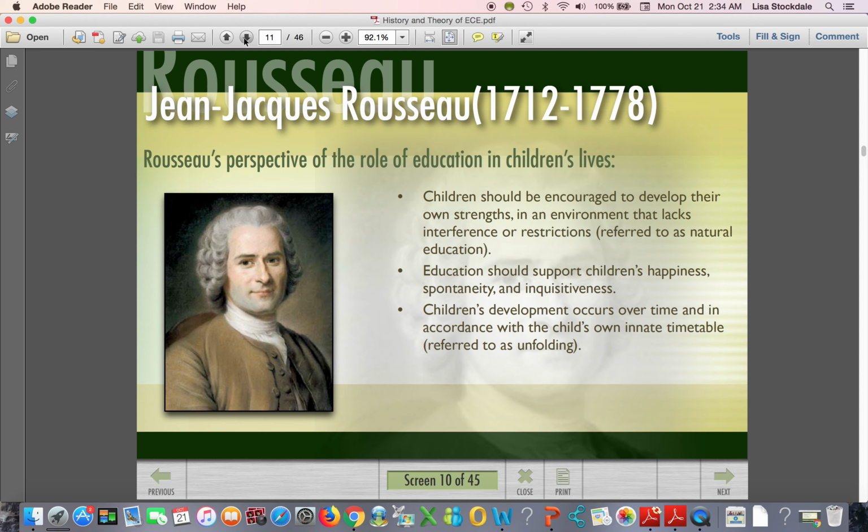We call that naturalism. So he believed that children should be encouraged to develop their own strengths. He believed in an environment that did not interfere or restrict that natural education. He believed that if children were happy, if they were allowed to be spontaneous and inquisitive, that over time, as they developed, they would learn what they needed to learn, but they would do it on their own timetable, their innate timetable. Rousseau termed this as unfolding, and his idea expressed in Emile was of natural education.